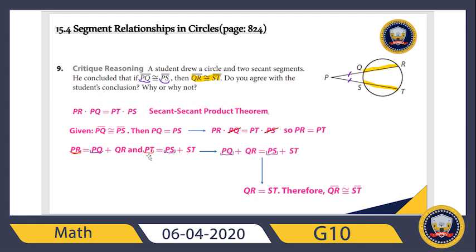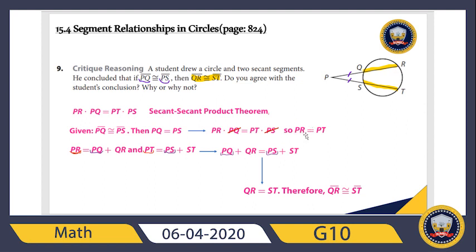Okay, let's try to use the secant-secant product theorem, these two secants. So I have PR times PQ equal to PT times PS. That's what I wrote here from the secant-secant product theorem. Now, he said that PQ is congruent with PS, meaning the length PQ is equal to PS. So I go back to this equation. PQ will cancel out with PS. Why? Because they are equal. So PR is equal to PT.